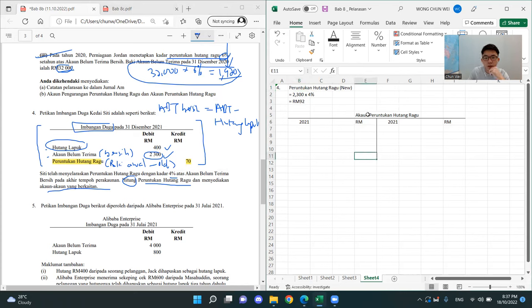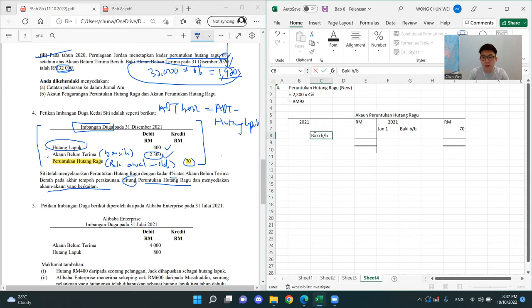So, in the PHR, we got a baki awal, January 1, the baki BB. How much is that? 70 ringgit. So we put it here. And PHR, know that the baki is on the credit side. After that, skip, and then you put one line, double line, and then we got baki HB. The baki HB will be our new peruntukan hutang ragu. So meaning this 92 will be our new baki akhir. So when there is a baki HB, there must be a baki BB.